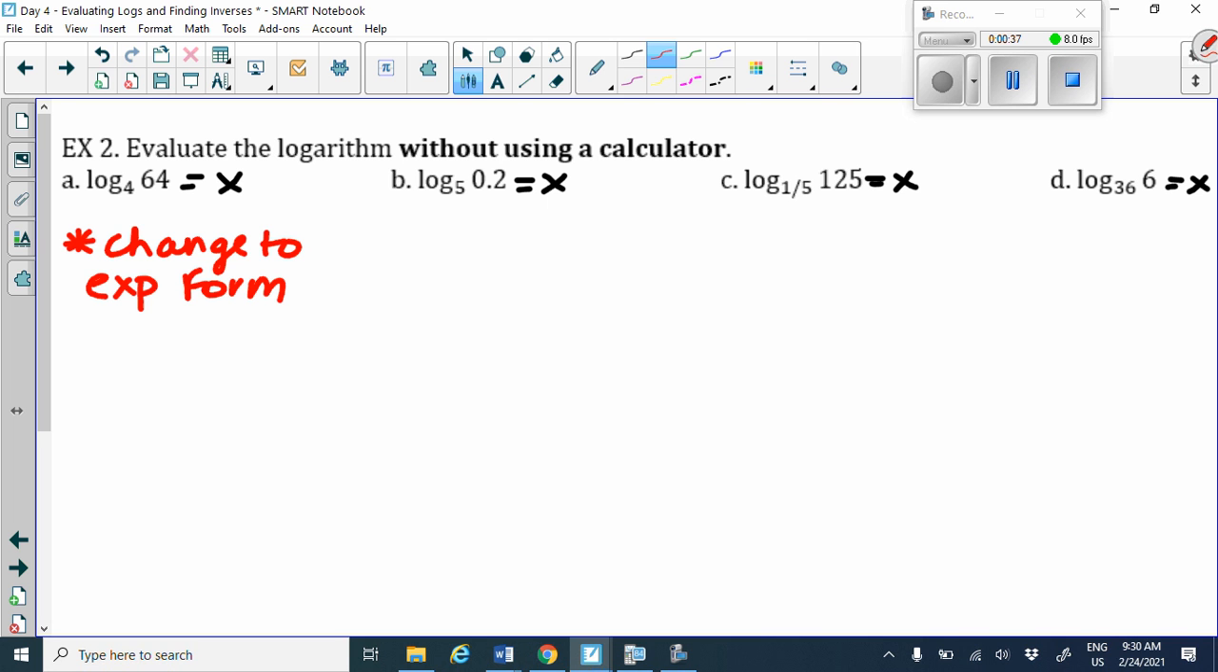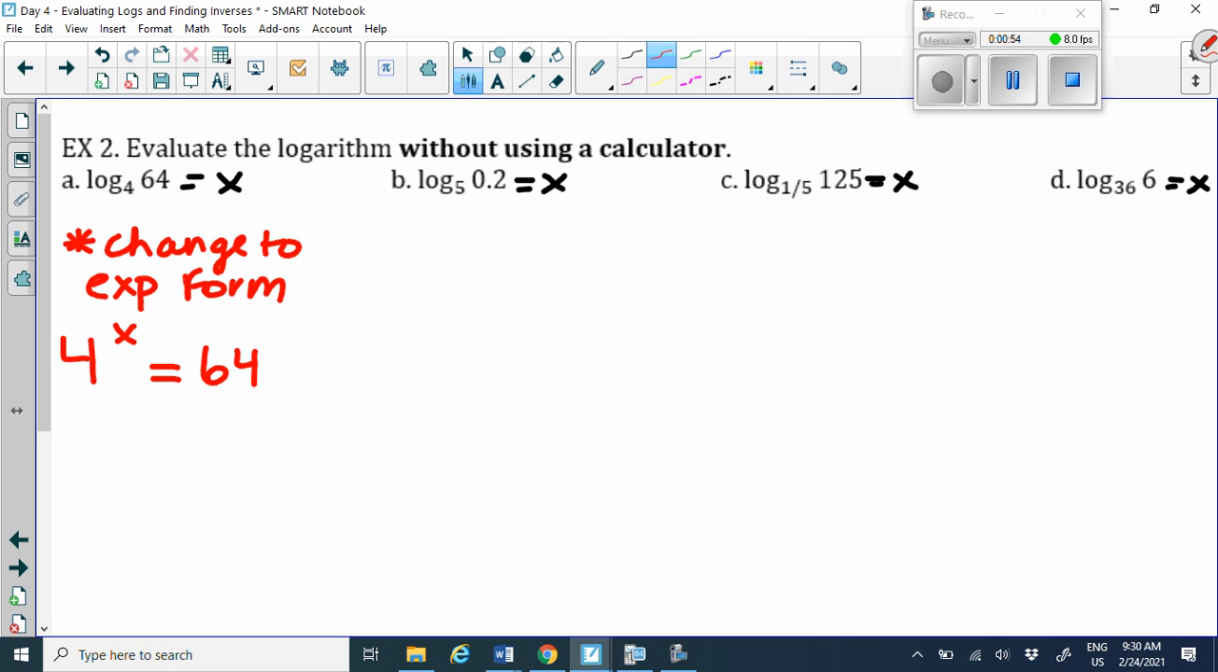Okay, so let's just do the first one first. So part A, log base 4 of 64 equals x. Let's change that into exponential form. So remember, our base here is 4. Our x, or exponent, is going to be x. And then our y, or answer, is going to be 64.